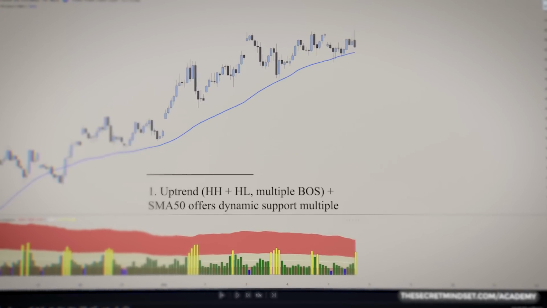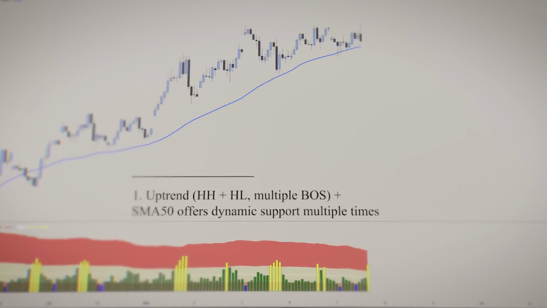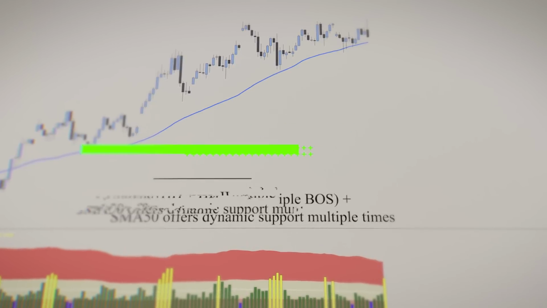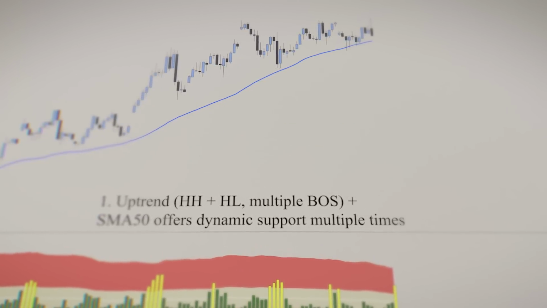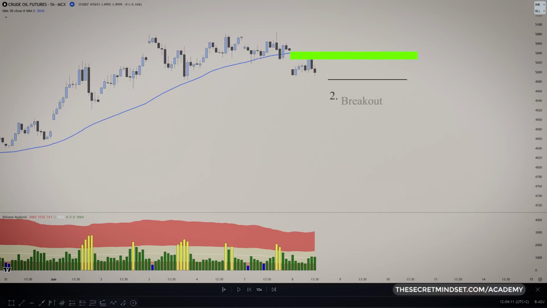In this chart, oil prices had been steadily increasing on high demand. The 50-period moving average was rising strongly in line with the uptrend. Multiple breaks of structure during this trend. And here, price dipped under the 50-period average for just a couple of candles before rebounding right back above.